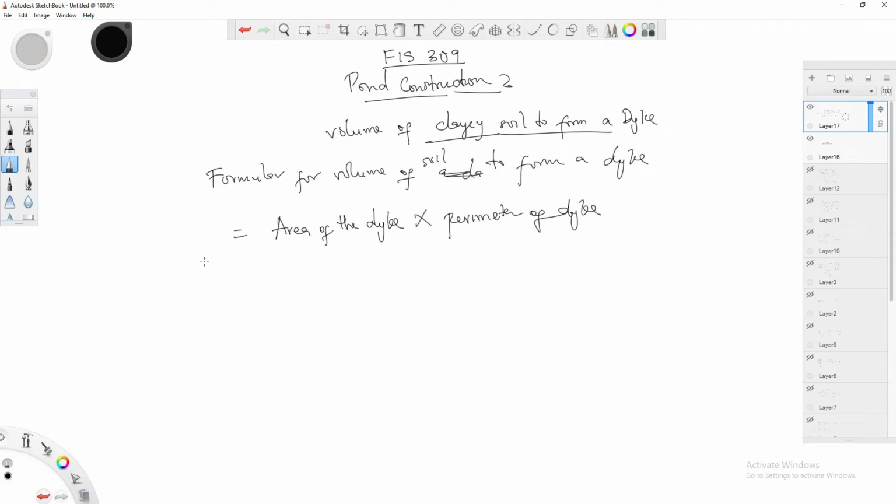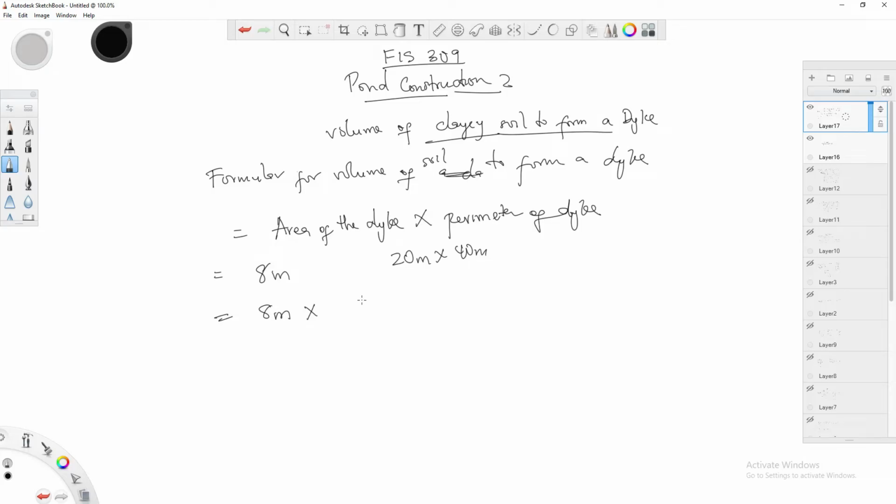Let's take for example the cross section area we treated in the previous video. Let's say the cross section area of a dike is 8 meters squared, and the surface area of the excavated pond is 20 meters by 40 meters. So that means in order to get the volume of soil to form the dike, it is 8 meters squared times the perimeter. And what's the perimeter?